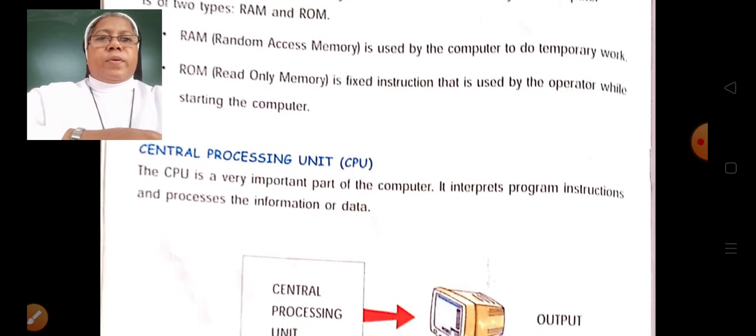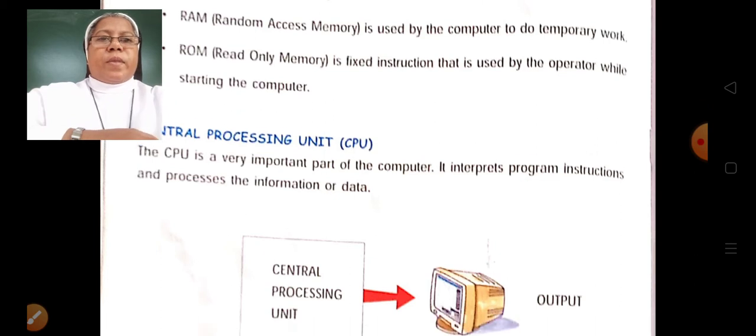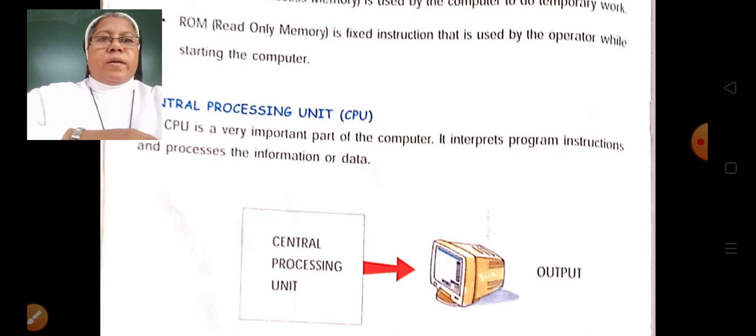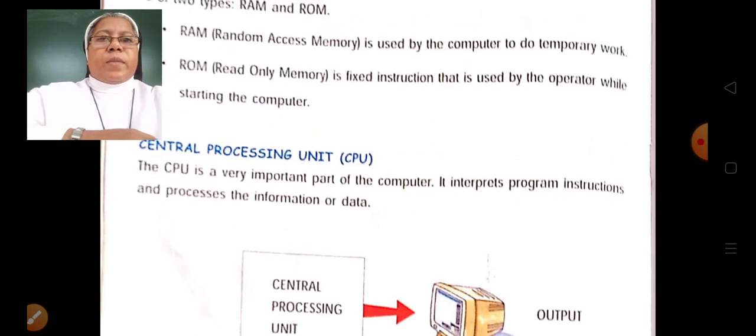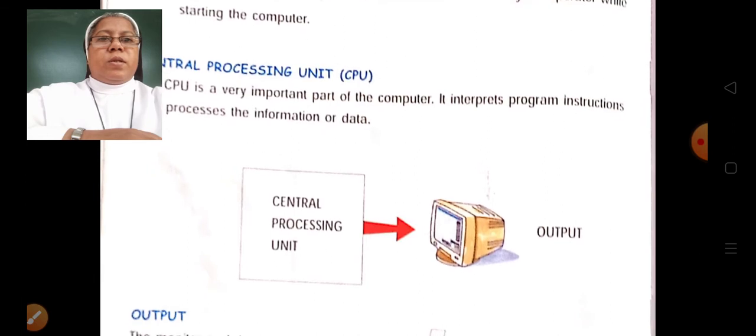Then next, central processing unit, CPU. In the picture we can see the central processing unit. The CPU is a very important part of the computer. It interprets program instructions and processes the information or data.